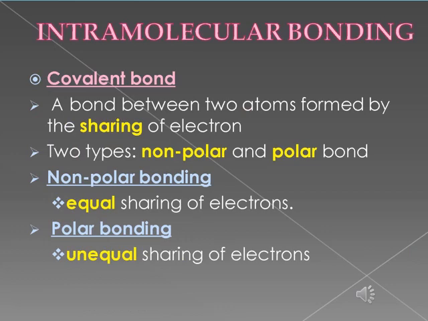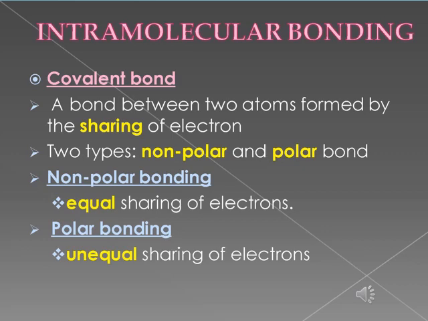Next, we look at the intramolecular bond or intramolecular forces. Just now you have learned that intramolecular force can be either covalent bond or ionic bond. First, we look at the covalent bond. Covalent bond is a bond between two atoms formed by sharing of electrons. So please highlight this: a covalent bond is a bond between two atoms formed by sharing of electrons.